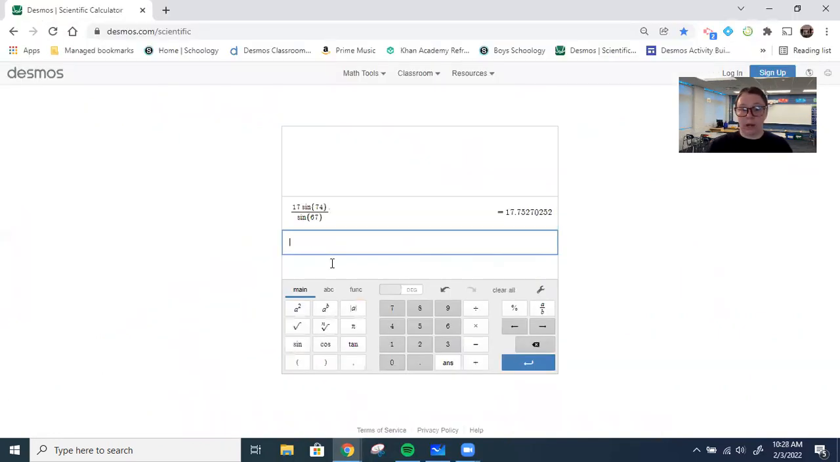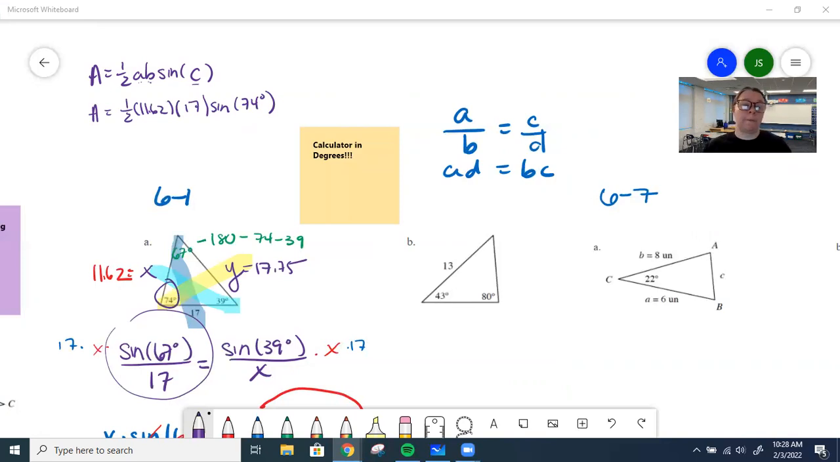All right, so I would have 0.5 times 11.62 times 17 times the sine of 74. So 94.94 square units. Okay, so that would be the area for this triangle.